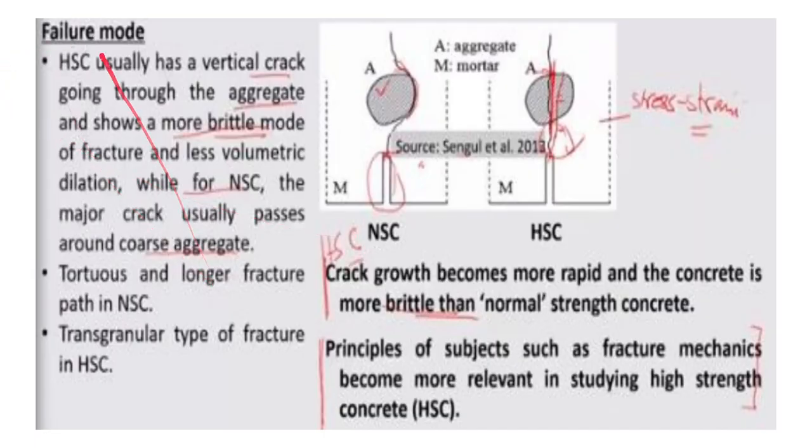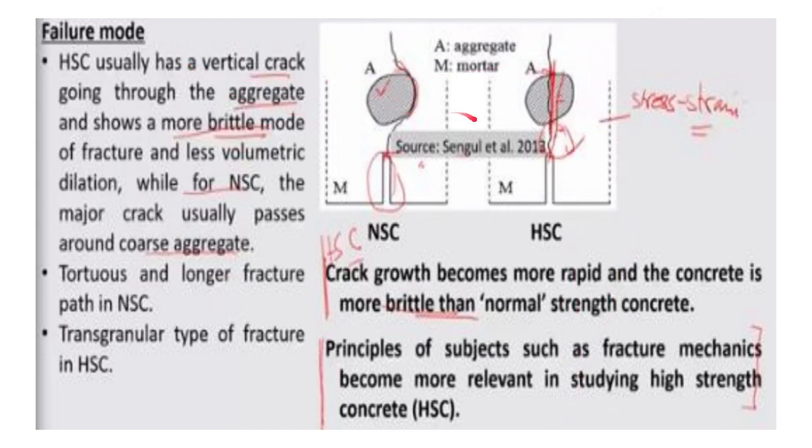Now if we study the failure mode, we will see, which I just discussed also, that HSC usually has a vertical crack going through the aggregate and shows a more brittle mode of fracture and less volumetric dilation. While for NSC, the major crack usually passes around coarse aggregate, as you can see in this picture. There is a tortuous and longer fracture path in NSC, which is self-explanatory, and a transgranular type of fracture in HSC. So with a lot of various sizes of grains, the failure will go through various grain sizes in a brittle mode and vertically, not passing around the aggregate.